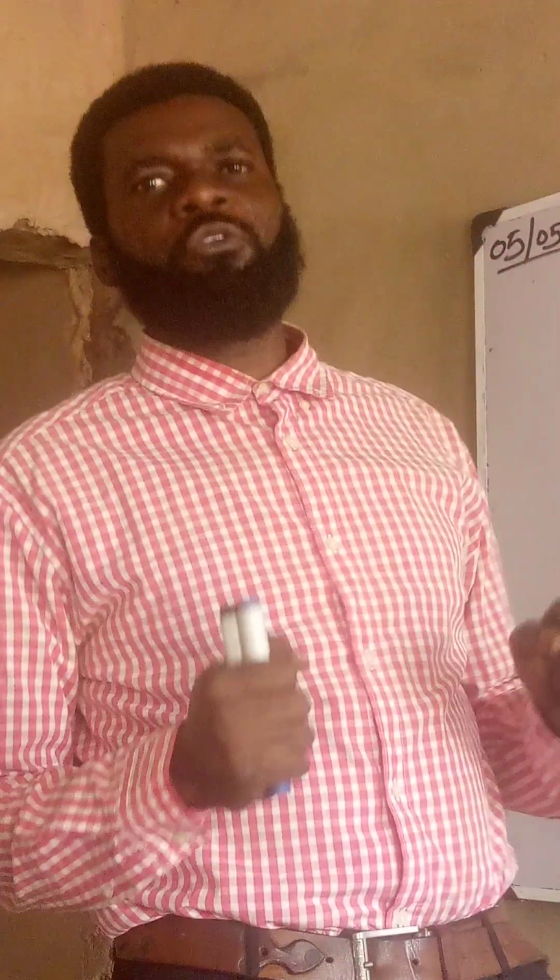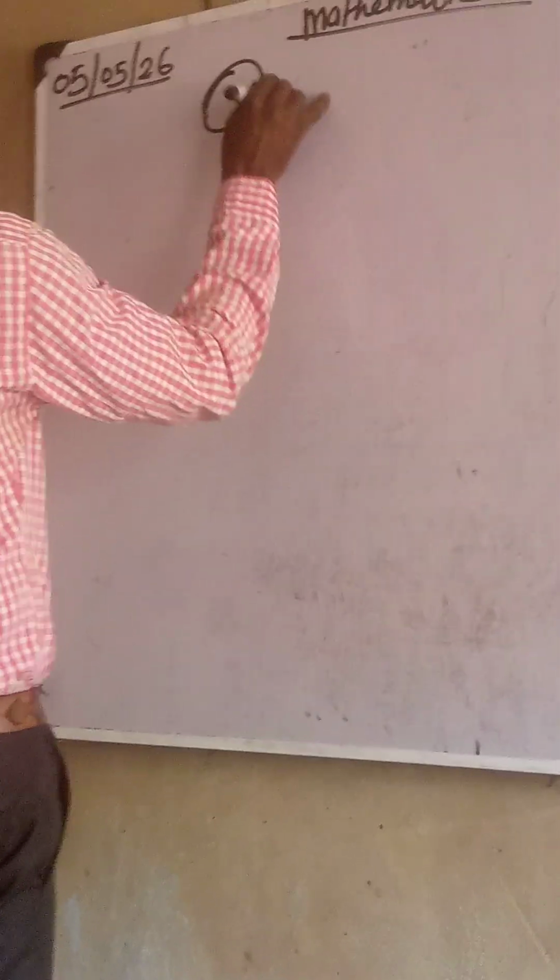Now we have 4 different ways of solving quadratic equations. We have the completing the square method. We have the factorization method. We have the almighty formula, which is the general method. We also have the graphical method. So today we are going to look at quadratic equations.